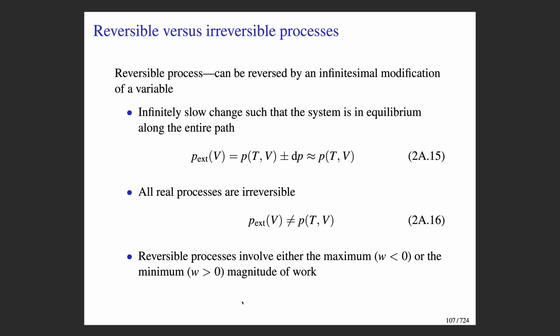Before we get into actually calculating work for different types of gas expansions, I need to discuss this topic of reversibility. So the term reversible or irreversible is used to describe certain types of paths. And the reversible path is one that can be reversed by an infinitesimal modification to whatever variable is involved in the change. So for example, if we're talking about a gas expansion, or let's do a compression instead.